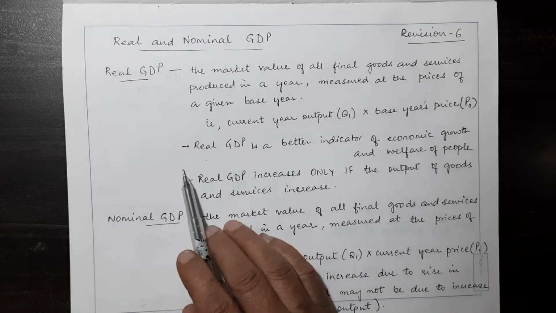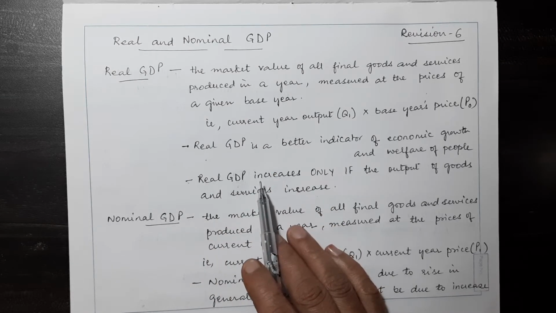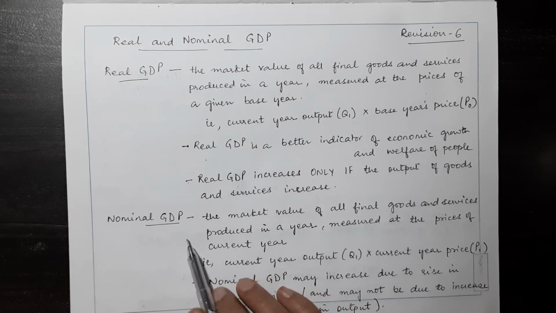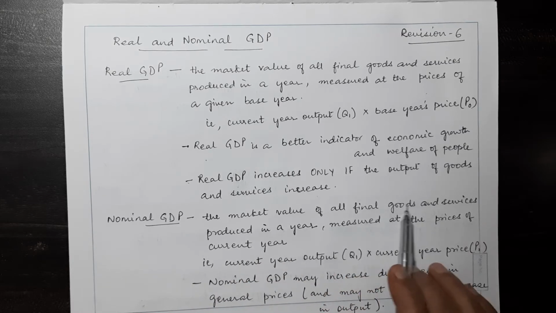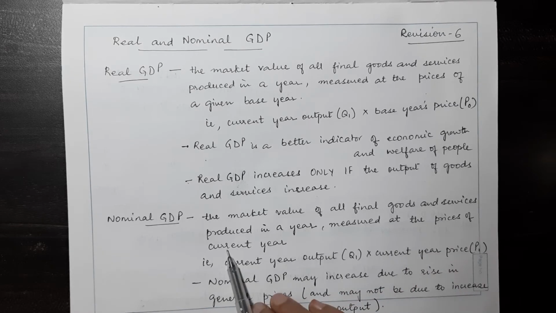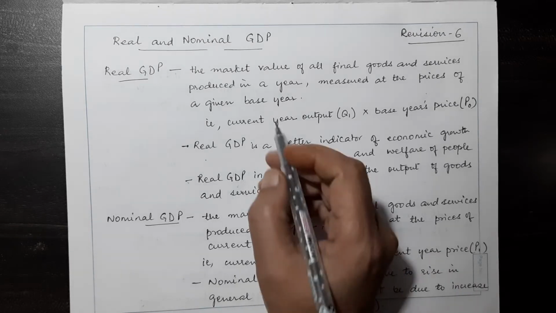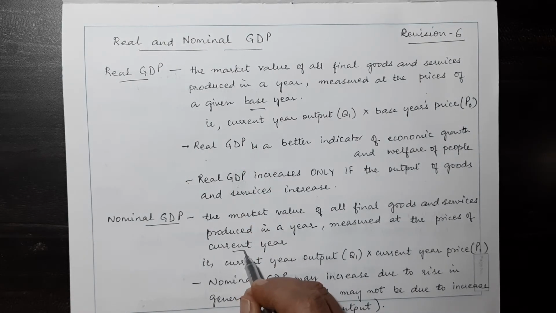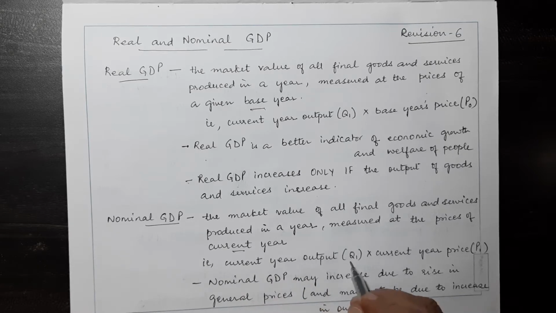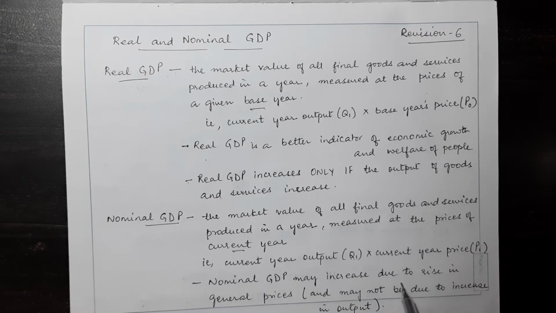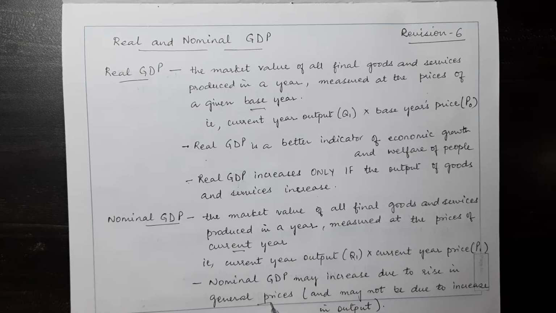Generally, this is asked as a question: what do you understand by real GDP and what do you understand by nominal GDP? So the nominal GDP is the market value of all final goods and services produced in a year measured at the prices of the current year. Real GDP is base year and nominal GDP is prices of the current year. That is current year output into current year prices, Q1 into P1. And nominal GDP may increase due to rise in the general prices.